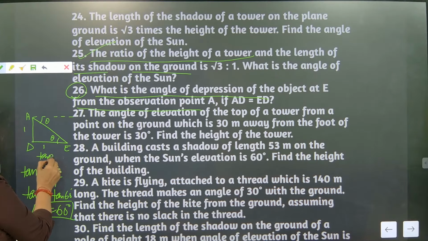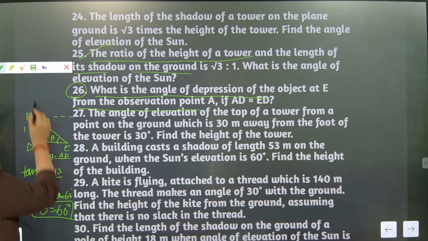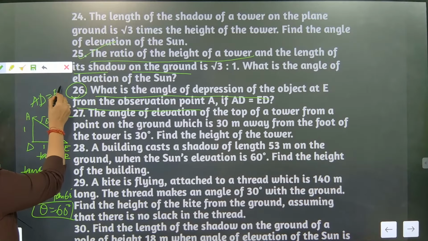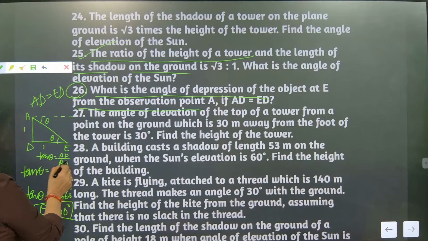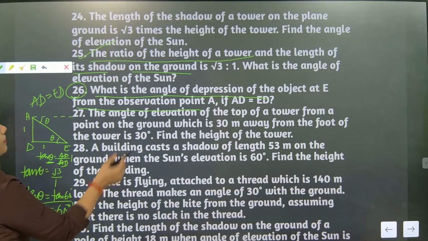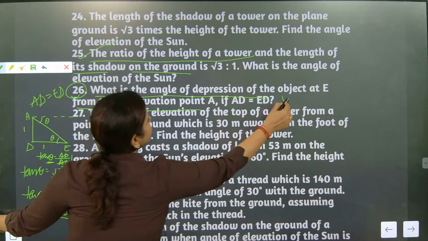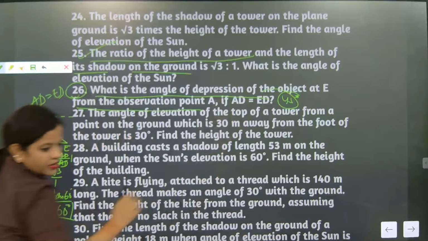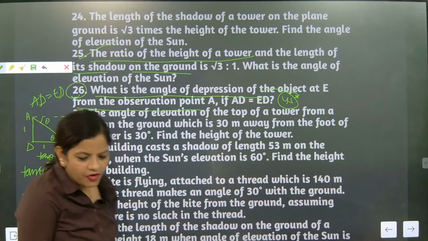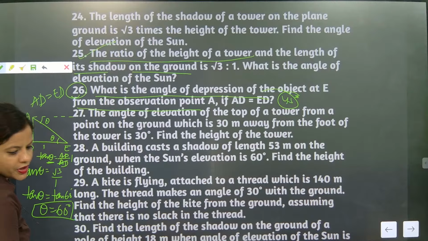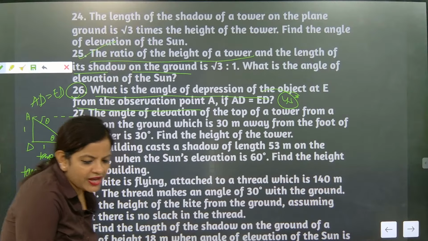So tan theta is equal to AD by ED. AD is already equal to ED as given. That means AD by AD cancels, it is coming as 1. So theta will come as 45 degree. Theta will come as how much degree, beta? 45 degree. Absolutely super. So theta is coming as 45 degree.